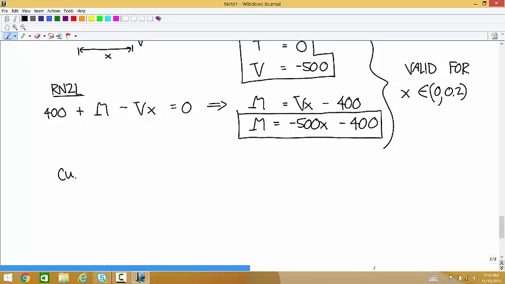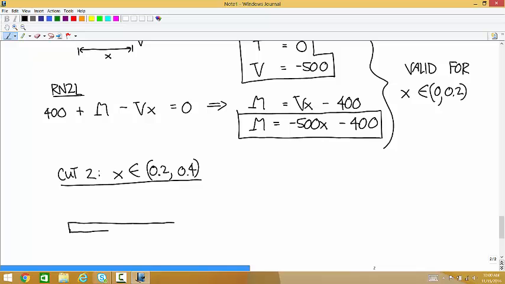And now our second cut. This one represents all the x values from 0.2 to 0.4. And so I'm going to isolate a piece that, again, goes all the way from the left end. But this time, the right end is at 0.20001 or at 0.3999999 or anything in between. And so that's going to change the way the free body diagram looks.